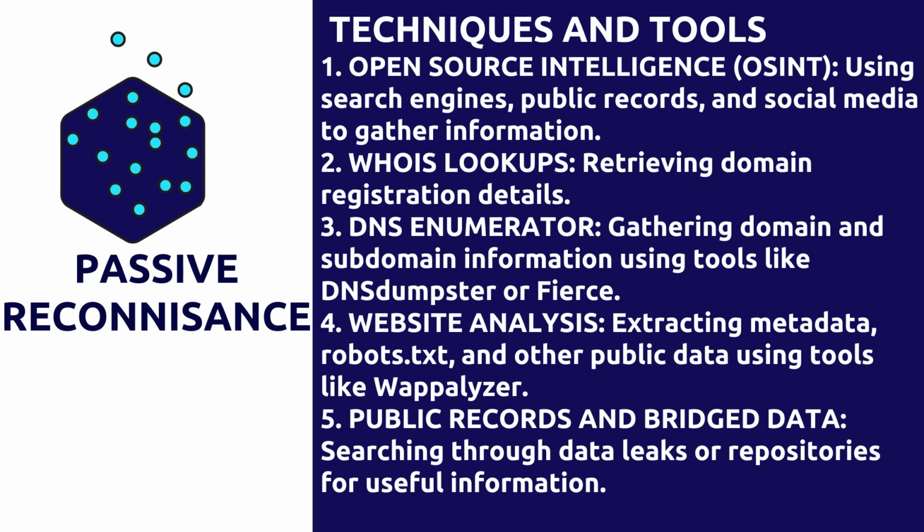We have DNS enumeration, which is used to gather domain and subdomain information using tools like DNSdumpster or Fierce. We have website analysis, which involves extracting metadata, robots.txt, and other public data using tools like Wappalyzer. We have public records and breach data, which is used for searching through data leaks or repositories for useful information.